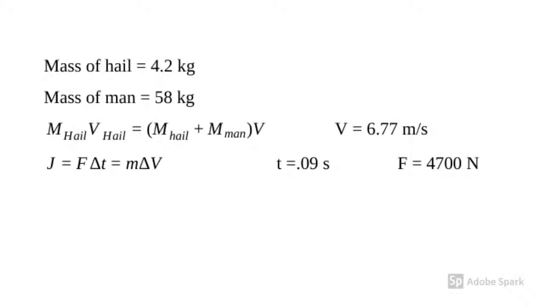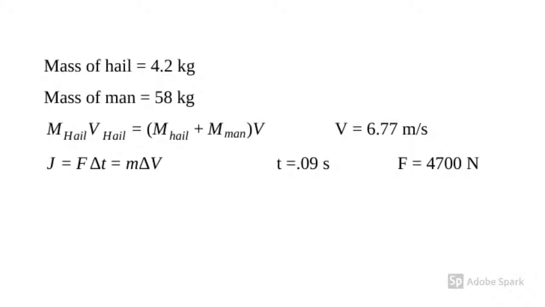The mass of the hail is 4.2 kilograms and the mass of the man is 58 kilograms. Using the conservation of momentum, we found the velocity of the hail and the man to be 6.77 meters per second after the collision. To find out how much force was delivered to the policeman's head over the amount of time it took for the hail to hit, we used impulse, which is force times the change in time, or mass times the change in velocity.